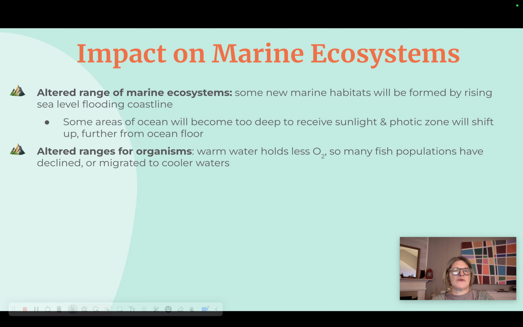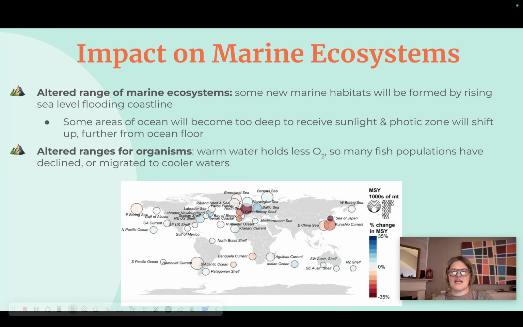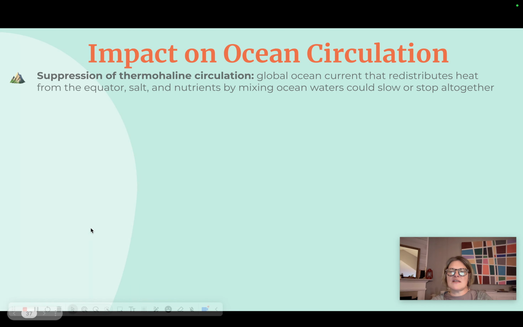Also, there are going to be some altered ranges for organisms. Because warm water, we've talked about this before, holds less oxygen than cooler water, there are fish populations that have a range of tolerance for the amount of oxygen in the water. And so either those populations will decline as more oxygen leaves the water, or they will migrate to cooler regions that contain more oxygenated water. And so that is one of those ecological impacts of global climate change.